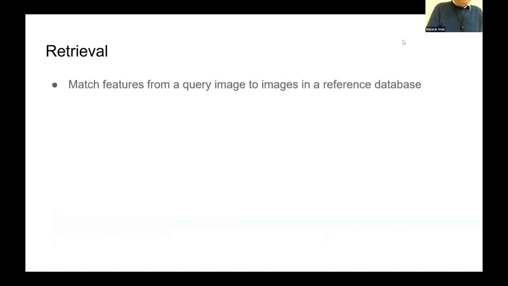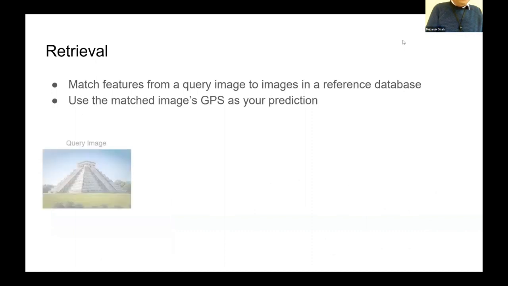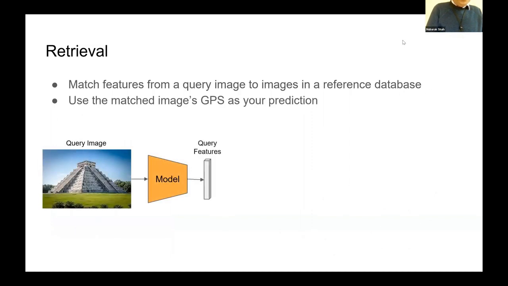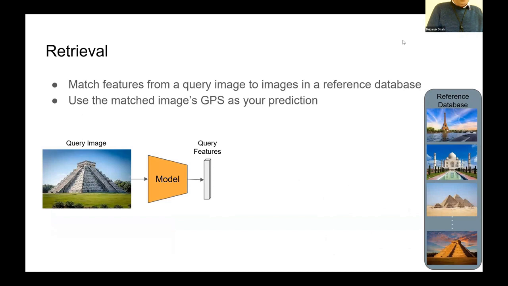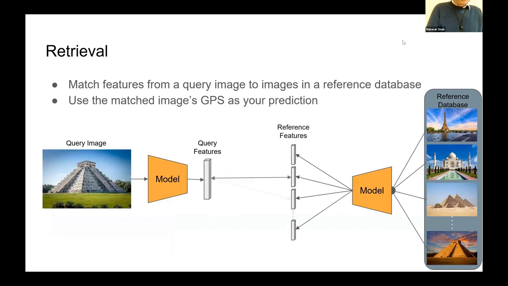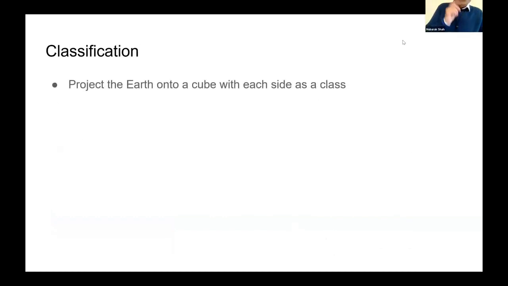So the retrieval-based method, as you know, we compute features of an image, and then we compute features of the reference images, and we save those features. Then given a query image, we run the model and get query features, and we already have the features of the reference images computed offline. Once you have those, we match them and find the best match, and that's the traditional way to do geolocalization.